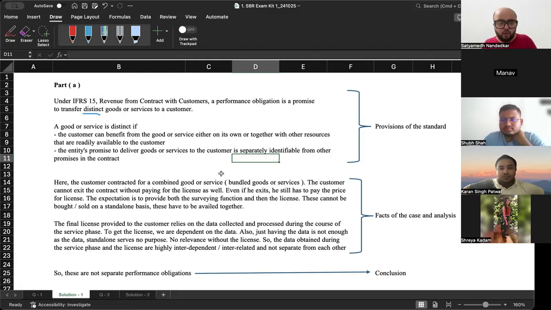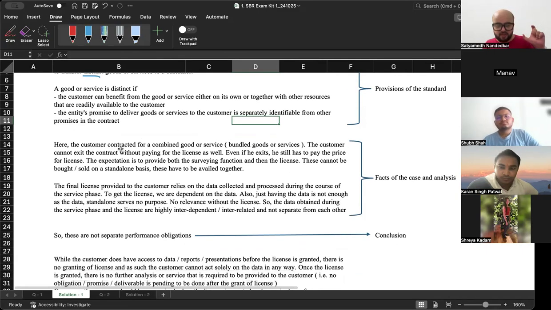Remember one thing, nobody expects you to reproduce this word for word. ठीक है? Nobody expects you to do that. As long as what you are conveying is using formal words and conveys the same meaning, you will get marks. ठीक है. So whenever you are framing the answer, always write provisions of the standard first, followed by facts of the case.